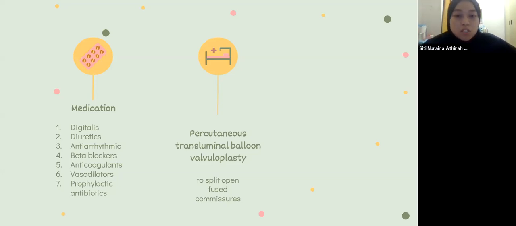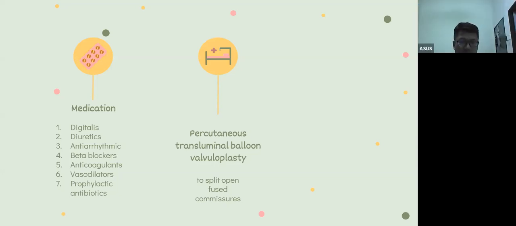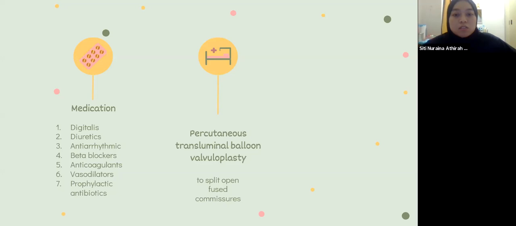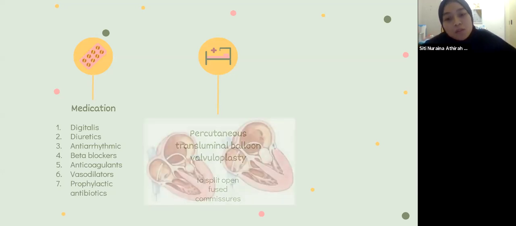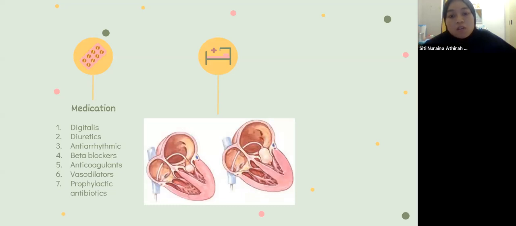So next is surgical intervention. First is percutaneous transluminal balloon valvuloplasty. So basically, we insert a catheter with a balloon through any vein of the patient, basically such as the femoral vein, to split open the fused commissure. Basically, we aim at the defective valve, and then we inflate the balloon to open up the fused commissure. And then, okay, so that's the picture.